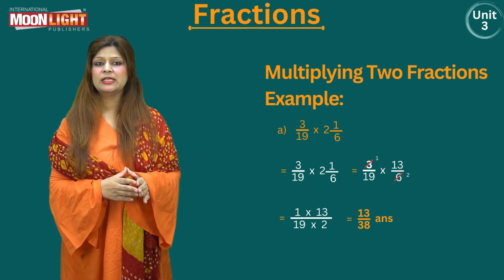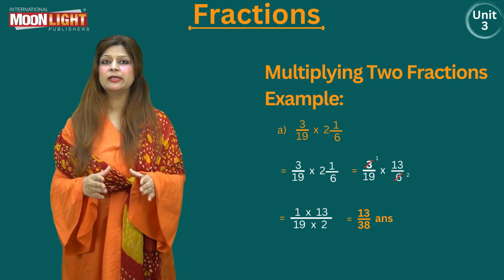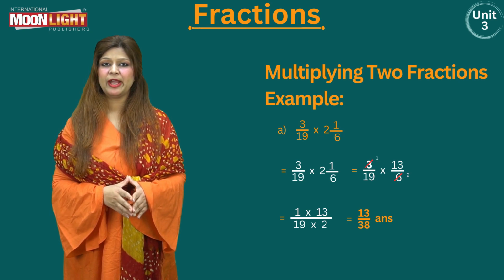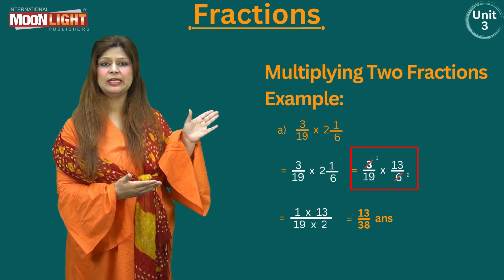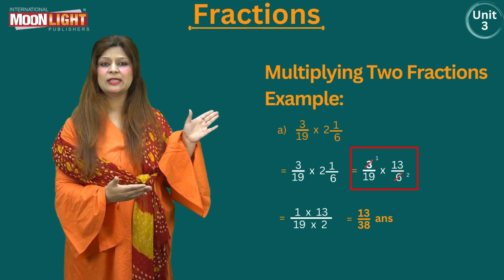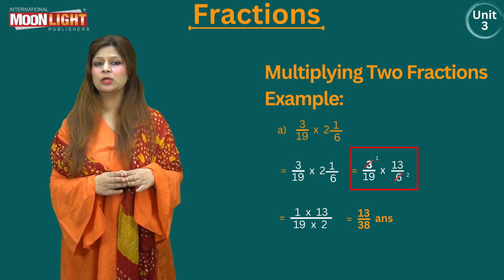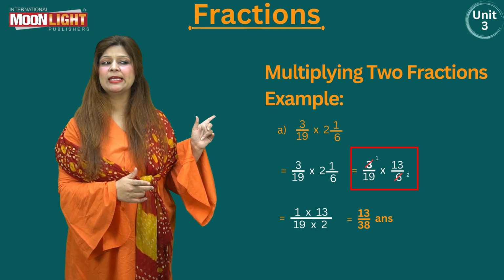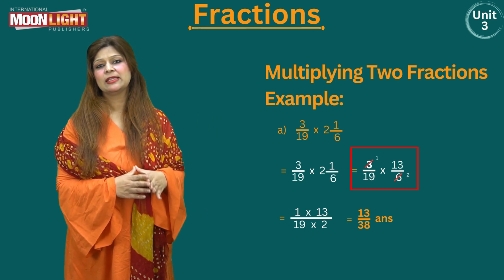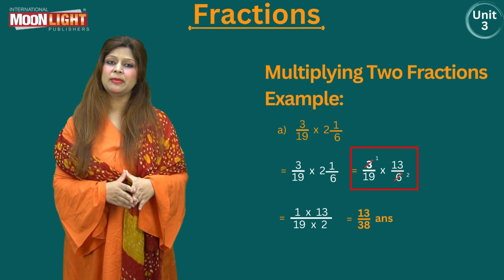Now, I can write it down. First thing is, I am going to convert the mixed number into an improper fraction. So, the first fraction I am going to write as it is, after the equality symbol. Now, the multiplication symbol, and then 6 2s are 12 plus 1 is 13. 13 by 6. So, this is 13 by 6 now.